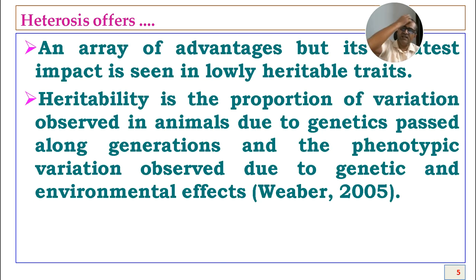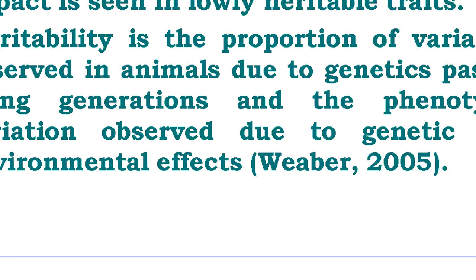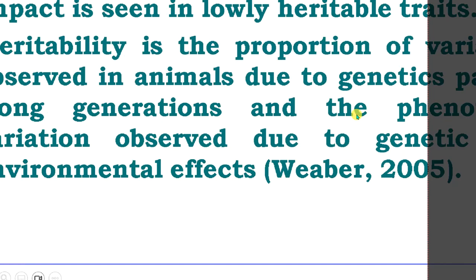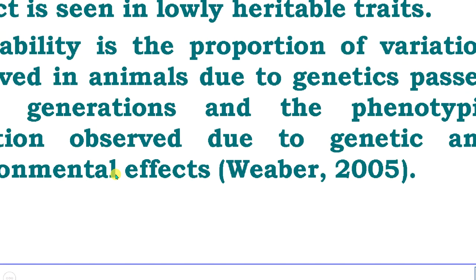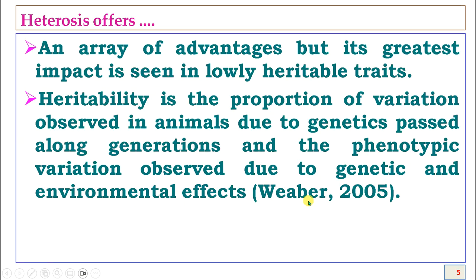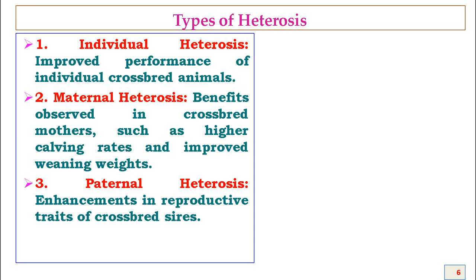Then it offers an array of advantages, especially it has the advantage of lowly heritable traits. Heritability is the proportion of variation observed in animals due to the genetics passed along the generations, and the phenotypic variation observed is due to the genetic function of environment effects. So the types of heterosis, varieties of heterosis, are there.